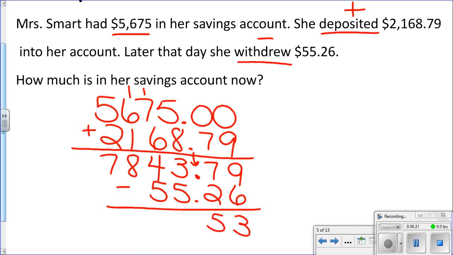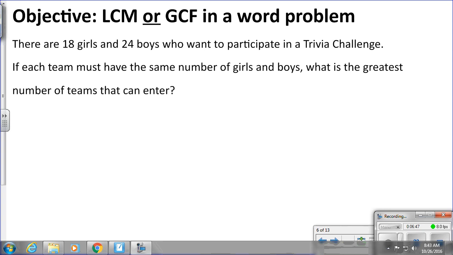And now subtracting. Can't take 5 from 3, you need to borrow. 13 minus 5 is 8. 7 minus 0 is 0. But don't forget to bring down that decimal. In her account right now, in that savings account, is $7,788.53.